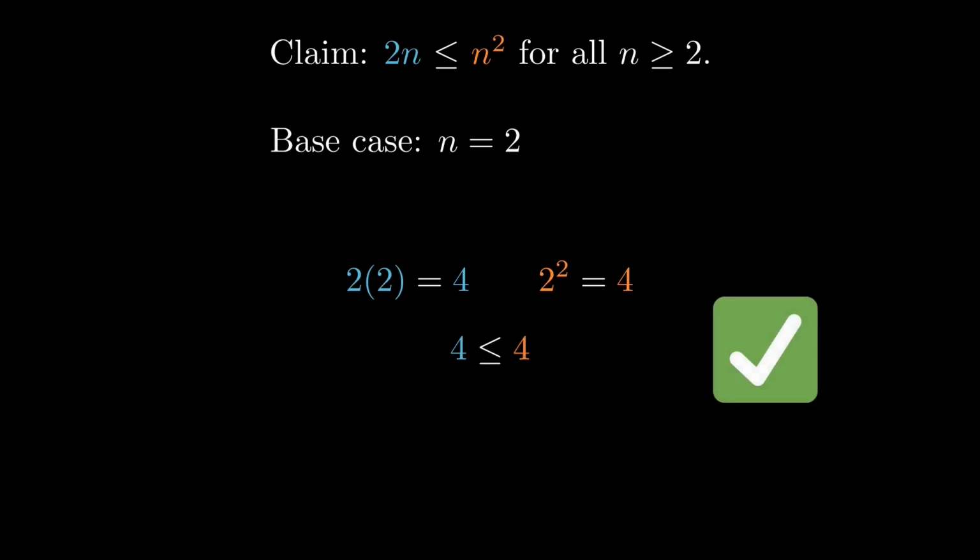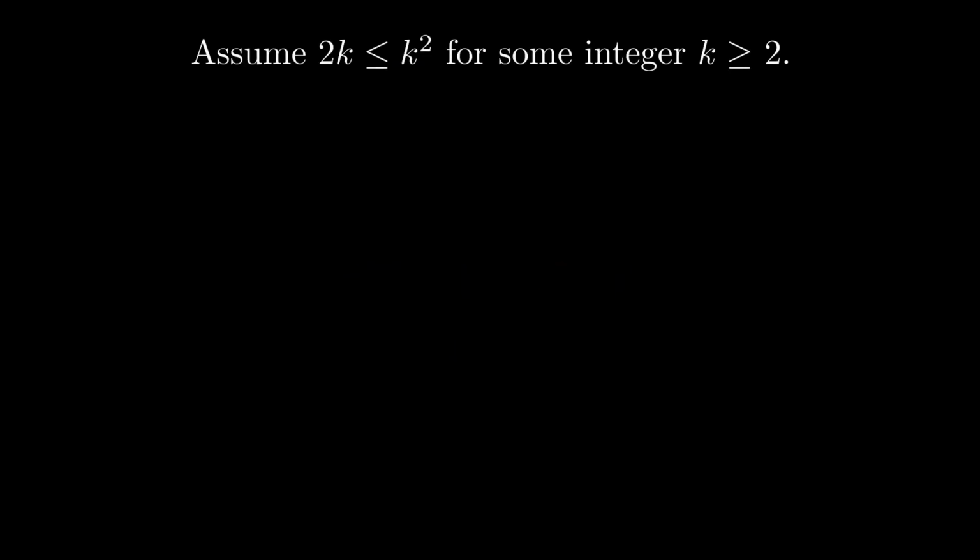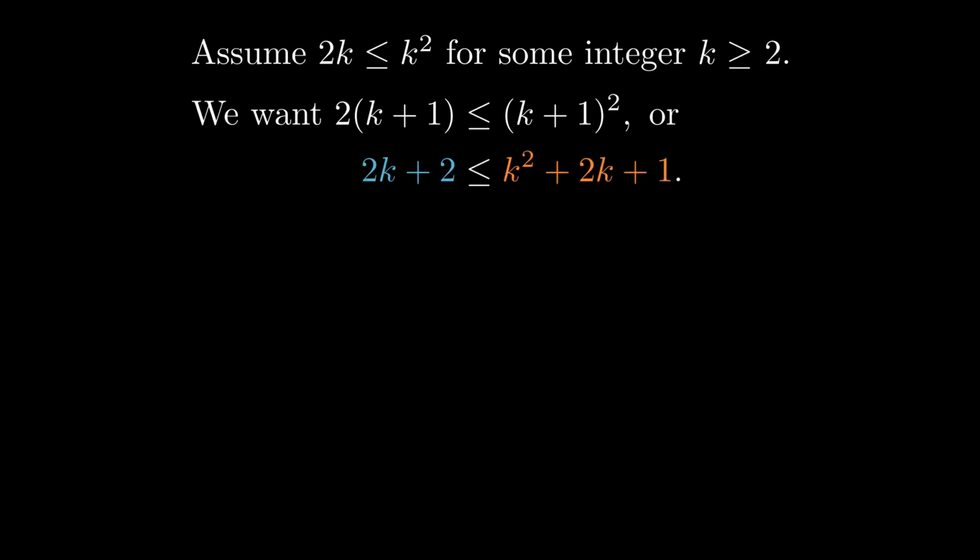Now that we've shown the base case, let's assume that 2k is less than or equal to k squared for some integer k greater than 2. We need to show that this statement is true for k plus 1. In this expression, if we distribute the 2 on the left-hand side and FOIL out the right-hand side, we get 2k plus 2 is less than or equal to k squared plus 2k plus 1. So, using our hypothesis, we have that 2k plus 2 is less than or equal to k squared plus 2.